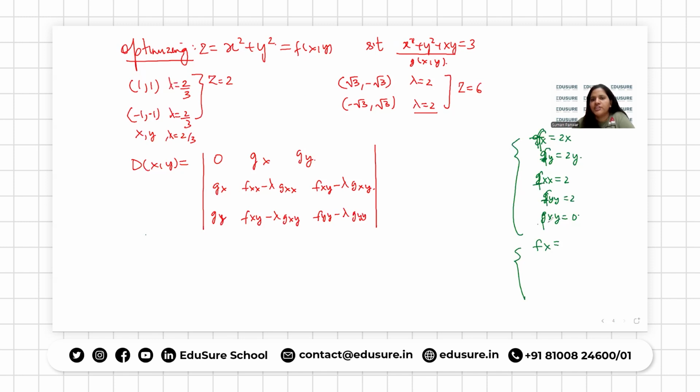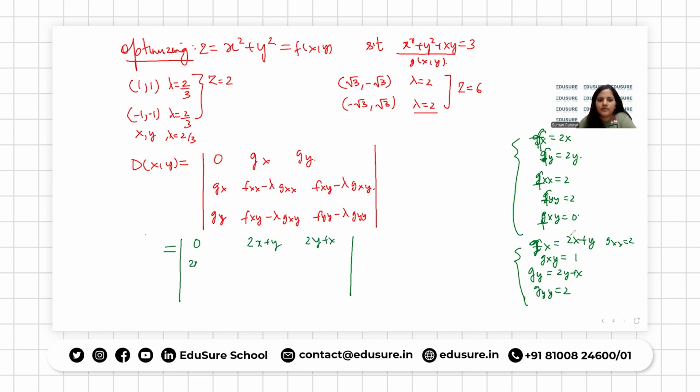For g, we will have g of x is 2x plus y. Then g of xy would be 1. g of y is 2y plus x. So g of yy would be 2, and similarly, g of xx would be 2. So let's try to make this matrix simpler. This is going to be 0, and this is going to be 2x plus y, and this is going to be 2y plus x. 2x plus y, 2y plus x.